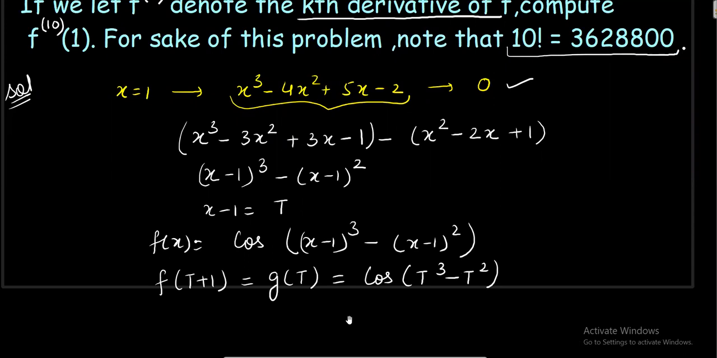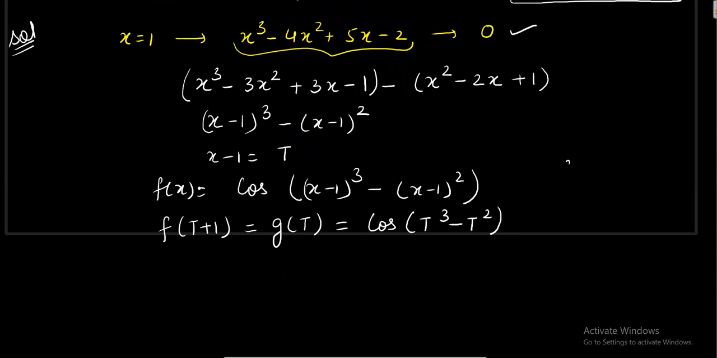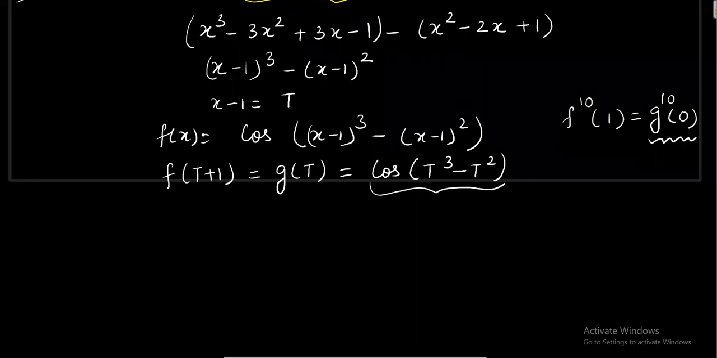What we have to calculate in the question is the 10th derivative of f at 1. This is the same as finding the 10th derivative of g at 0. When you put t equals 0, automatically x is going to become 1. That's why calculating the 10th derivative of f at x equals 1 will be the same as calculating the 10th derivative of g at t equals 0. But again, I will not be differentiating it directly. Instead, I'll use the series expansion of cos.